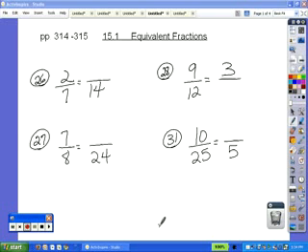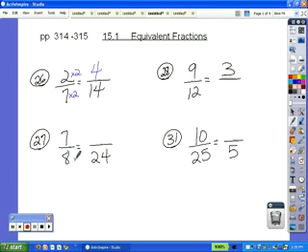To find equivalent fractions, you have two choices of operations. You can use either multiplication or division. In the case of number 26, to get from 7 to 14, you would have to multiply 7 times 2 to get 14. 2 times 2 would give you 4.